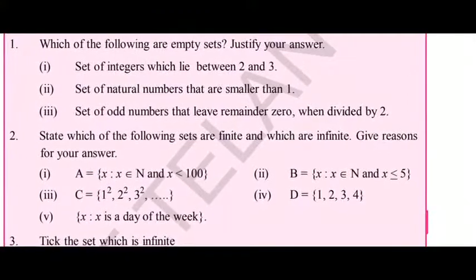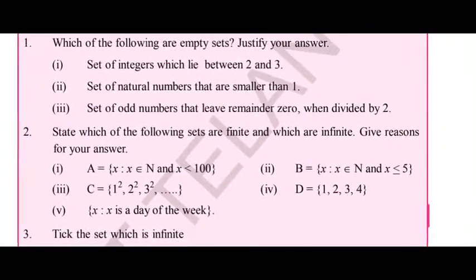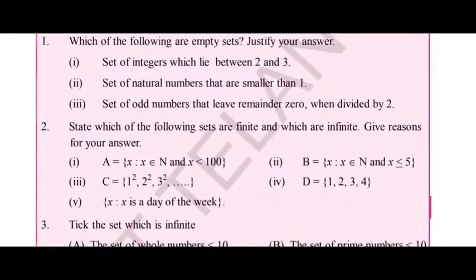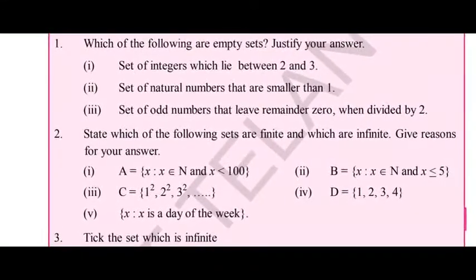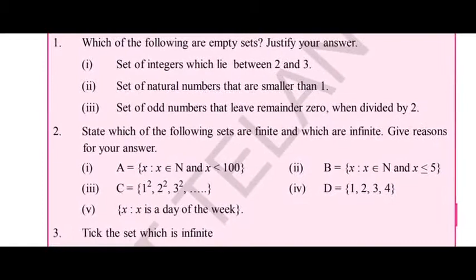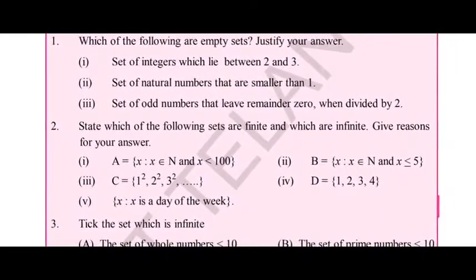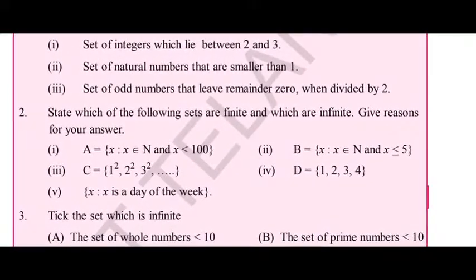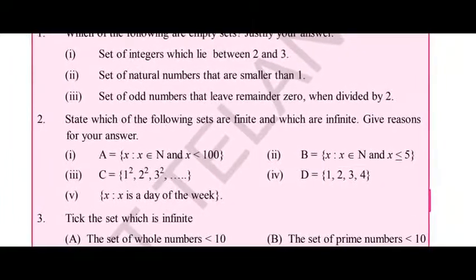First one, A is the set. X is an element. X is a natural number less than 100. So we can count the natural numbers less than 100. The elements 1 to 99 are there. Those are finite, countable. So A is a finite set. B is also 1, 2, 3, 4, 5. That is also a finite set. C is 1 square, 2 square, 3 square, and so on. So that is an infinite set. Do the fourth one and fifth one. Those two are homework.